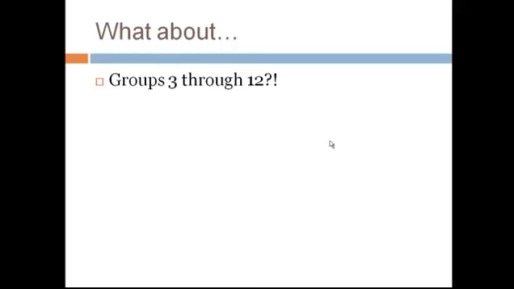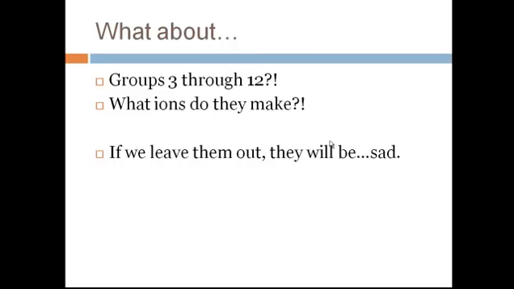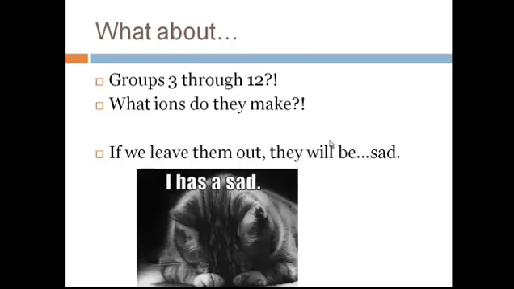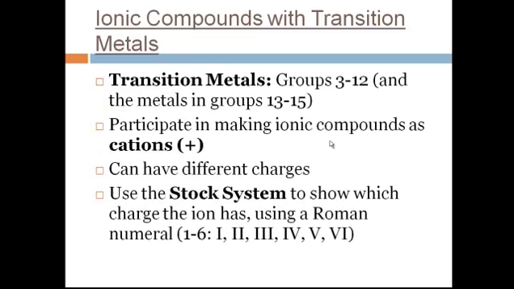I've been telling you that there's no pattern. So how do you know what ion is made, so what the charge is of the ion for these metals in groups 3 through 12? So if we leave them out, they're going to be sad. So we're going to include them in this first half of class today. So you should write this part down.